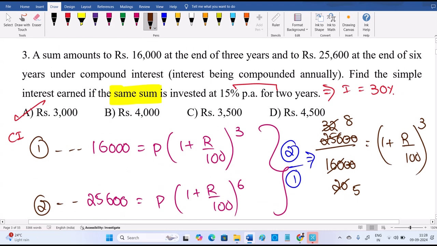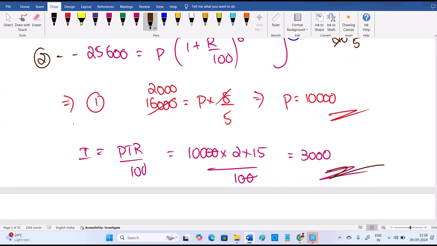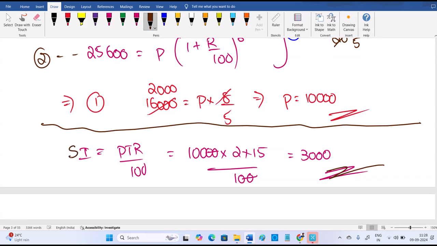Combination of simple interest and compound interest. Or you can apply PTR by 100. Up to here, compound interest. Now simple interest. They are asking a combination of both.